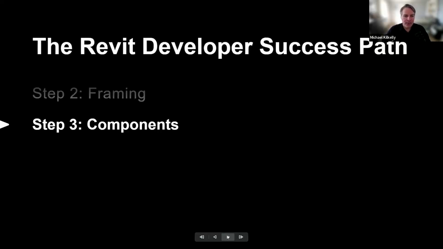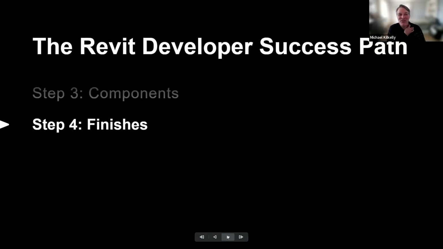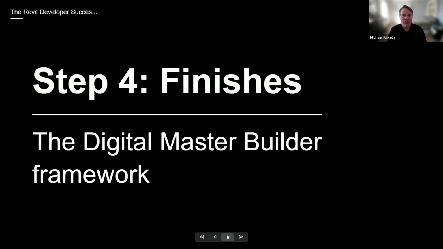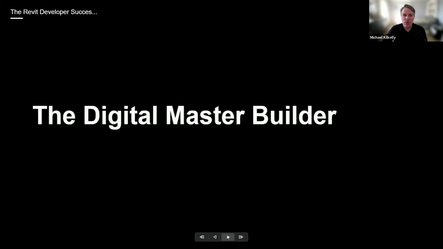All right, step 4. This is when we're getting to the finishes of our project, and this is the one I'm really interested in right now. This is where we can integrate AI into our process. I call this the digital master builder framework. I did a podcast on this a few weeks back, and it's an idea that's really taken over my own programming work. So I want to share that with you.